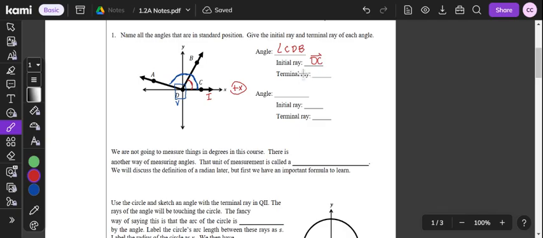The terminal ray, that's the ray that the angle ended on. So I'm going to follow my red angle, and that's this ray here. So this ray is DB.